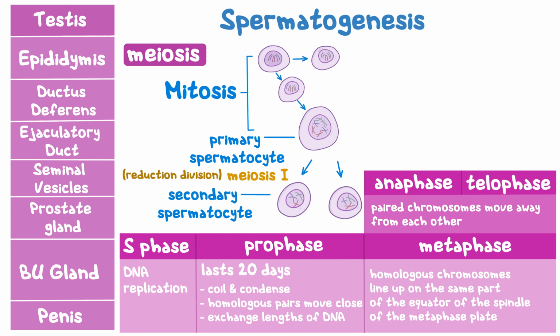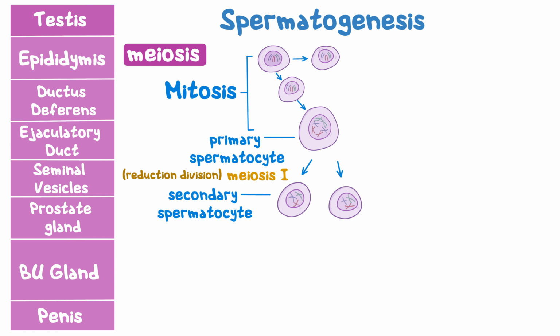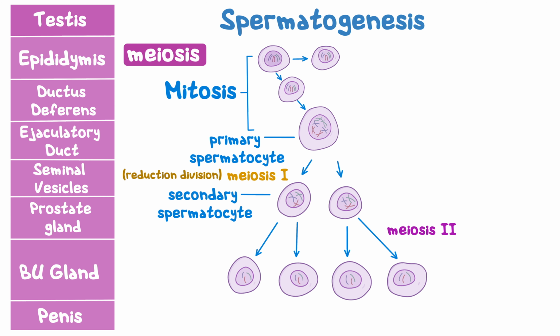This reduction division introduces further genetic variation to the new cells, as maternally and paternally derived chromosomes in the homologous pairs are randomly arranged on the spindle, and therefore randomly distributed between the two offspring cells. The second meiotic division of meiosis occurs rapidly as the chromosomes in secondary spermatocytes line up as individuals, as they do in mitosis, on the metaphase spindle of this division.